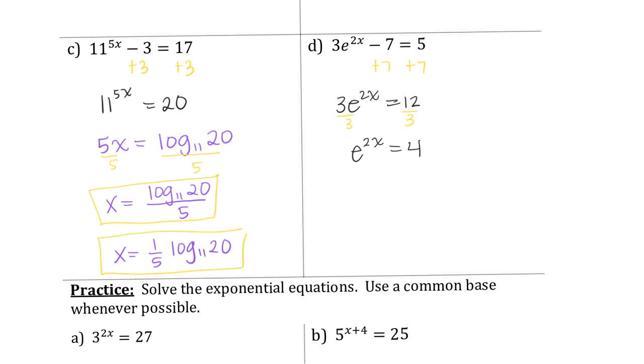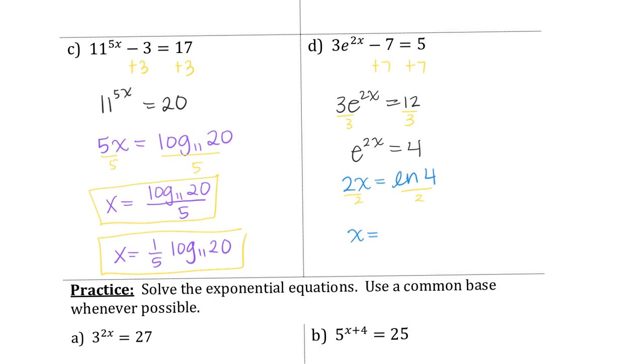The exponent is 2x equals, I want to do the log base e. If I do the log base e, I don't write log base e. I write ln of 4. Okay, I'm going to solve for x. I'm going to divide by 2.